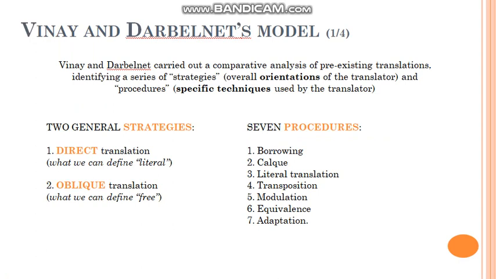The Vinay and Darbelnet model carried out a comparative analysis of pre-existing translations and identified a series of strategies, the overall orientation of the translator, and procedures, like specific techniques used by the translator. The two general categories in this model are direct and oblique translation. Direct translation is what we can define as literal, and oblique translation is what we can define as free. It is further categorized into seven procedures: borrowing, calque, literal translation, transposition, modulation, equivalence, and adaptation.